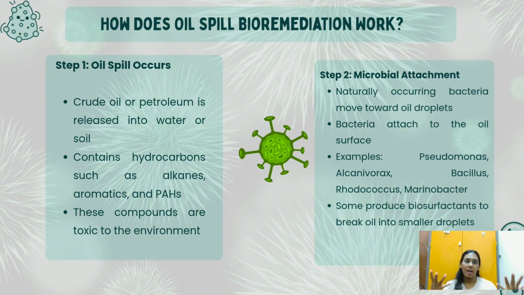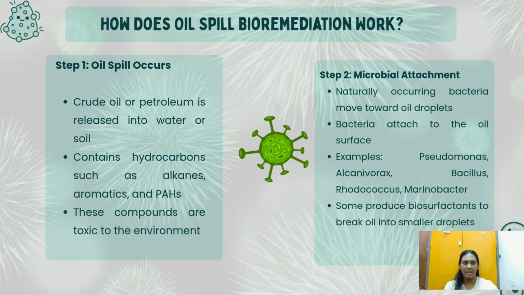Now let's see how the whole process starts. So the first step is when an oil spill occurs. This can happen due to a tanker accident, pipeline leaks, or offshore drilling activities. Once the oil is released into the environment, it spreads across the water or soil surface. The oil contains different types of hydrocarbons such as alkanes, aromatic compounds, and also PAHs.